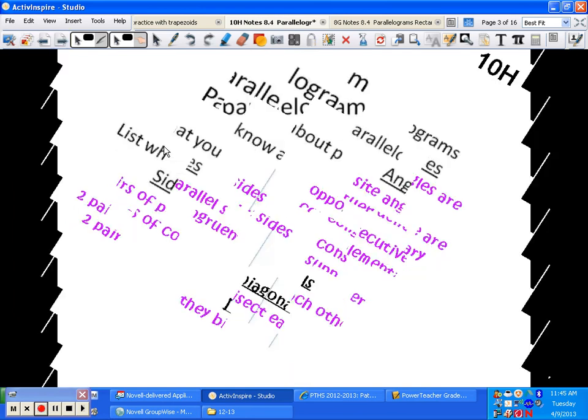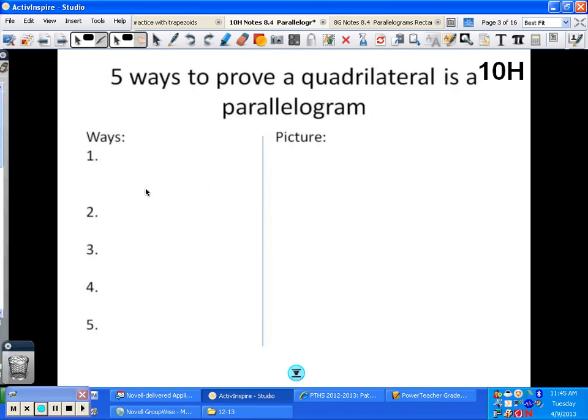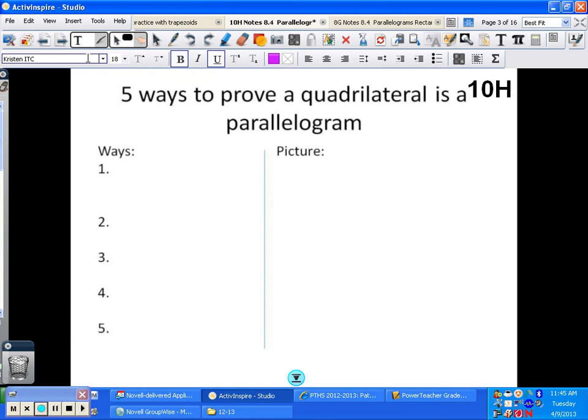In previous sections, we've talked about 5 ways to prove a quadrilateral is a parallelogram. So we know some methods of ways to prove that a quadrilateral is a parallelogram, and we're going to list those here. One of the ways is if one set of sides is both congruent and parallel.